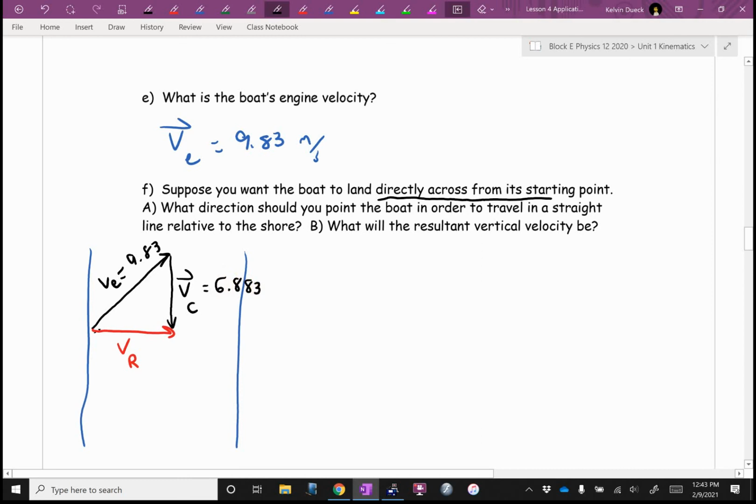Where am I going to put the theta, by the way? Bottom left or top right? Part A just asks the direction, so I guess here I'm going to find the theta, and then I'll do the north of south, east of west, what of what. That's 6.883, opposite, adjacent, or hypotenuse. What about the engine? Oh, hypotenuse. Yeah.